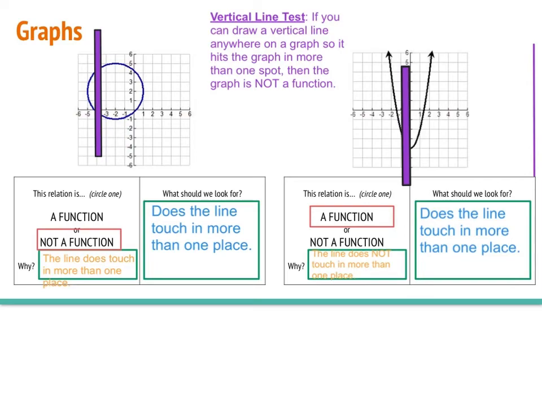So congratulations on making it to the end of the notes. Now you can watch and complete the notes on intercepts.